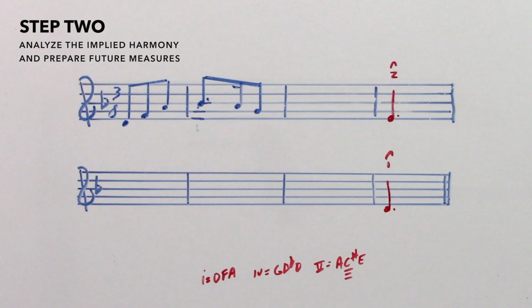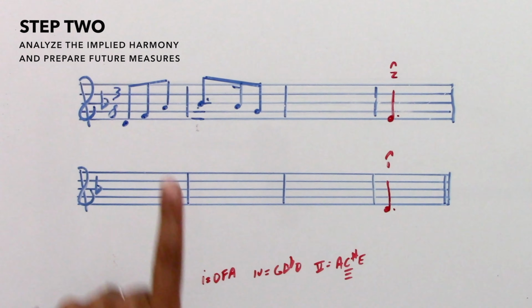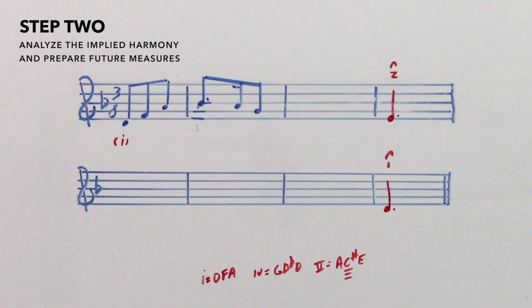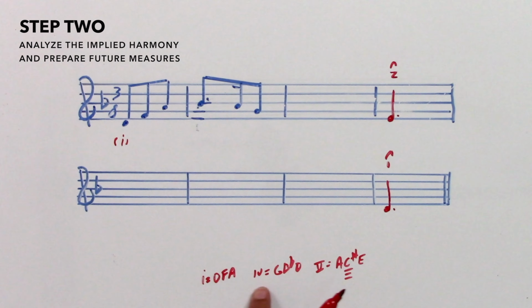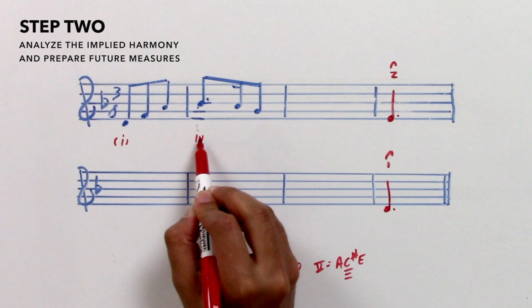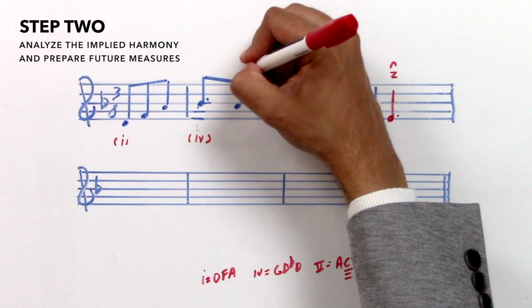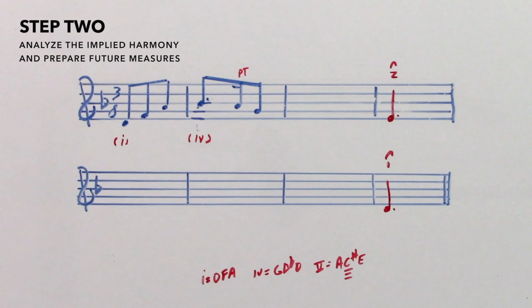Let's analyze the implied harmony of the opening melodic fragment. D, F, A looks a lot like the tonic triad. So the first bar's implied harmony is the tonic triad. B flat, A, and G looks like, I'm going to go with the 4 chord. The 4 chord is the implied harmony of the second bar. The A doesn't belong in the 4 chord, but we can label it as a passing tone. You don't have to label it, I'm just doing it for the sake of this video.